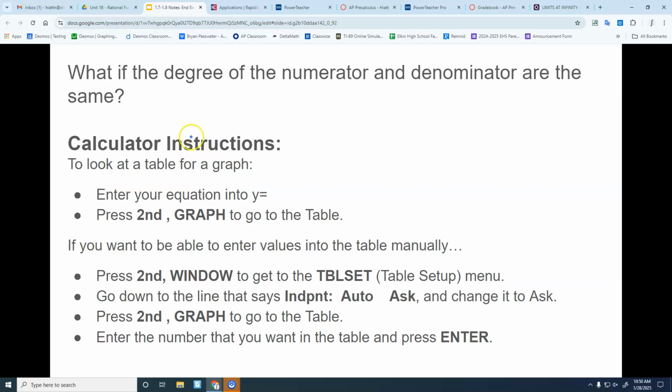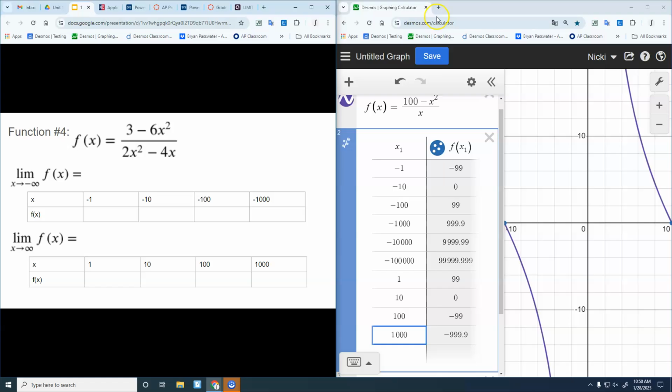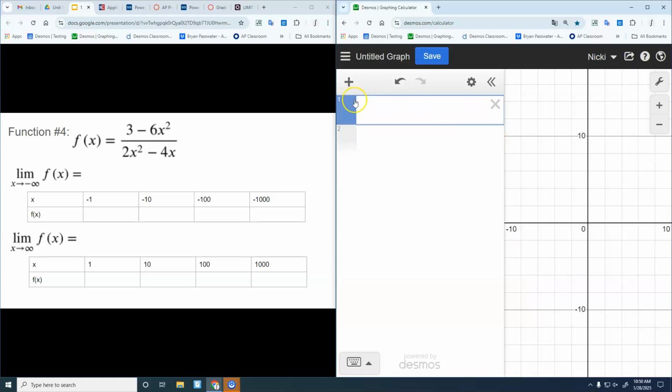We are not going to do these calculator instructions because we don't have to use the calculator. But I have the question, what if the degree of the numerator and the denominator are the same? I am going to use Desmos on this. I should go back and put the Desmos instruction in, and I'm going to walk through that one more time.